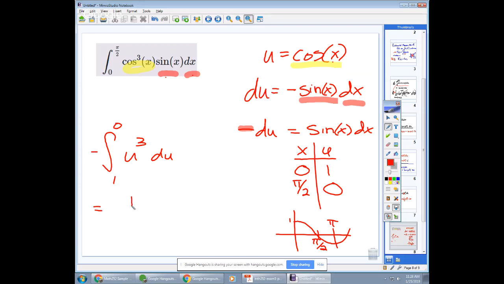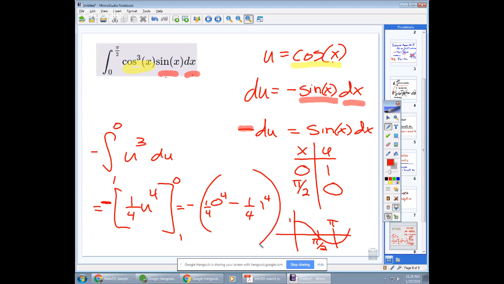1/4 u to the 4th, yeah. And then we have a negative in there. I'm going to throw the negative on the outside for now. And then I'm going to go from 1 to 0. Notice the order here, they're not in their normal order. So I want the opposite of 1/4 0 to the 4th minus 1/4 1 to the 4th. So that means I want the opposite of negative 1/4, which is 1/4.